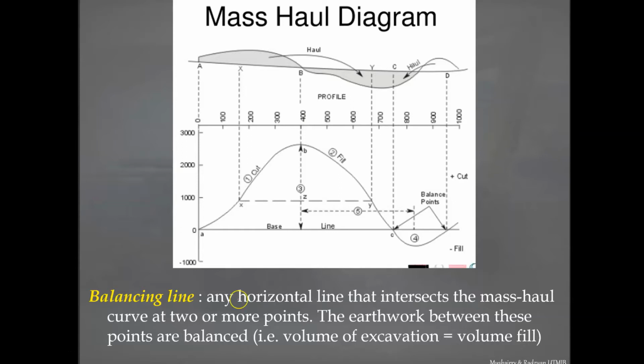Now, horizontal line is any horizontal line. I think I should probably add to that, any horizontal line which is parallel to the x-axis. So the x-axis itself is a balancing line. Okay, it's a balancing line.